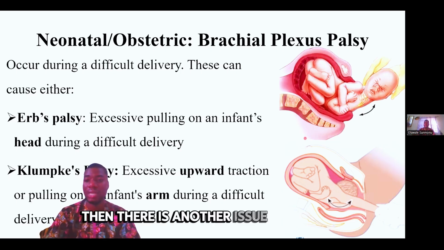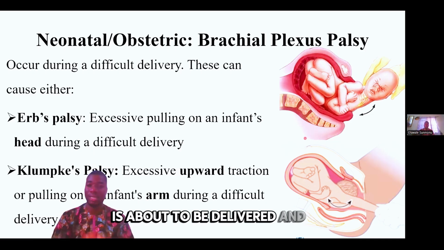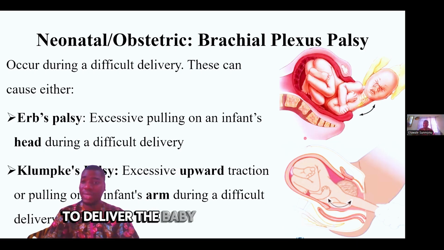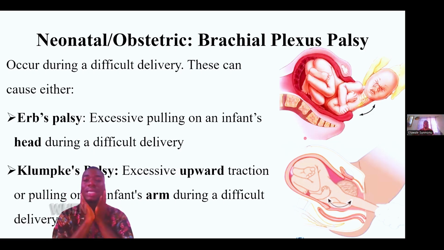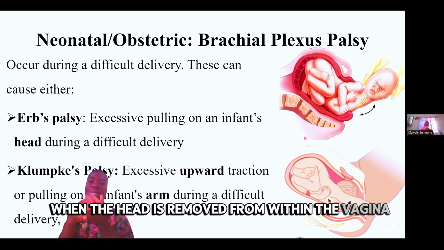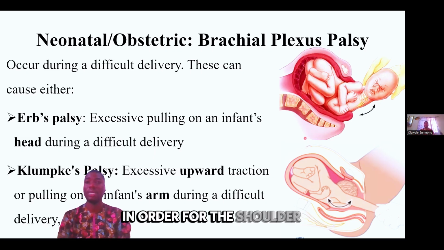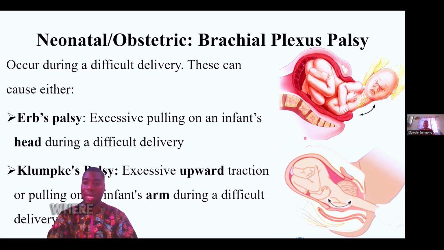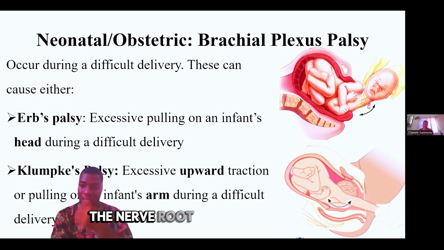Then there is another issue that happens during childbearing, when the completely developed fetus is about to be delivered and the medical practitioners are finding it difficult to deliver the baby through the vaginal canal, maybe as a result of the size of the shoulder or the size of the head. When the head is removed from within the vaginal canal, the person delivering the baby can find a way to manipulate the head in order for the shoulder to exit. But care must be taken, because there are certain children where the head and the shoulder are vigorously pulled. Through this action, the nerve roots get injured right here.